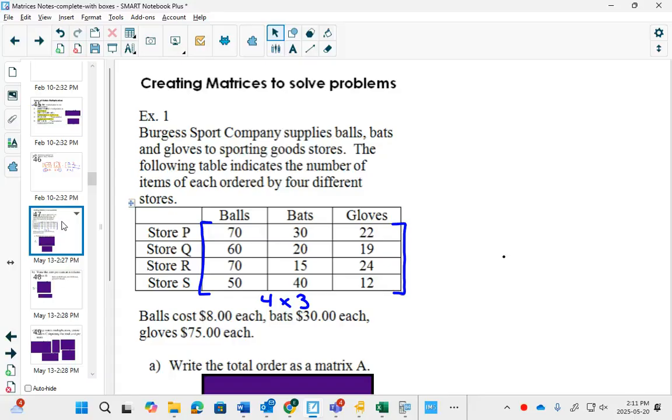Well, store P, they buy 70 balls, that's $8 each. You can figure out how much that is. And then what do you have to do? They have 30 bats times $30 each, figure out that total, and then they bought 22 gloves at $75 each, and you would add those all up and tell me how much, and it would not be hard, okay?